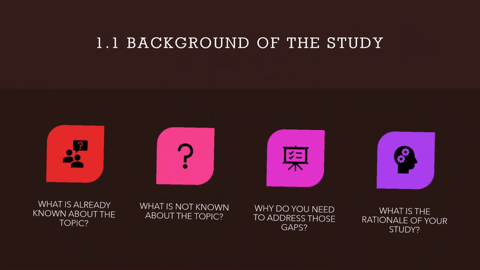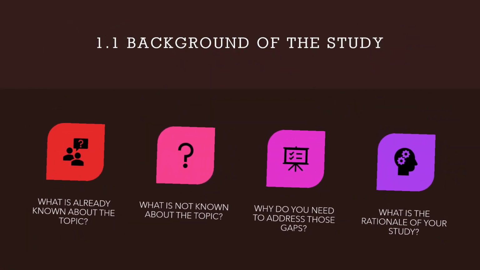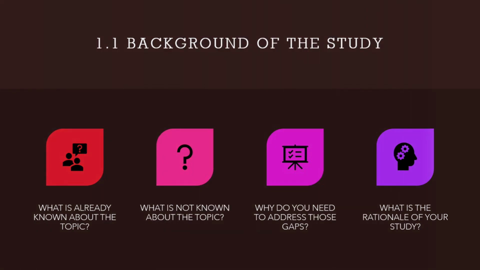And also in this section, you explain why the research topic is important, or the rationale for conducting your study: why the problem matters to you, what is already known in response to the issue or problem, and why you need to address those gaps. Lastly, you could refer to newspaper reports, research reports, journal articles, and so forth.